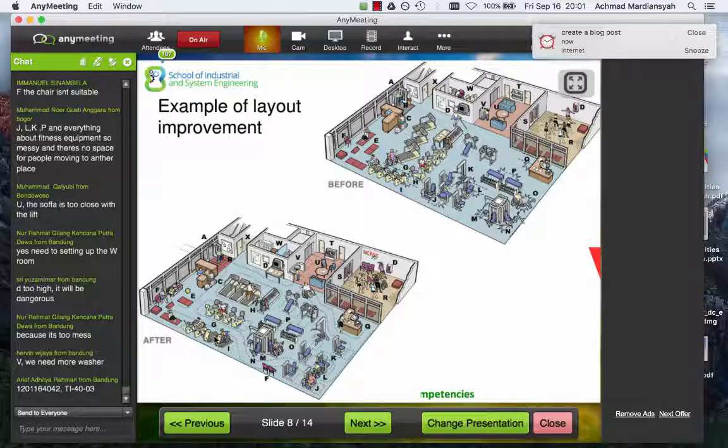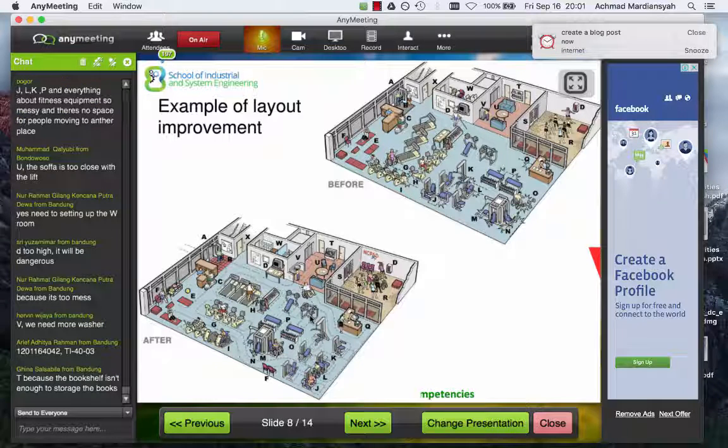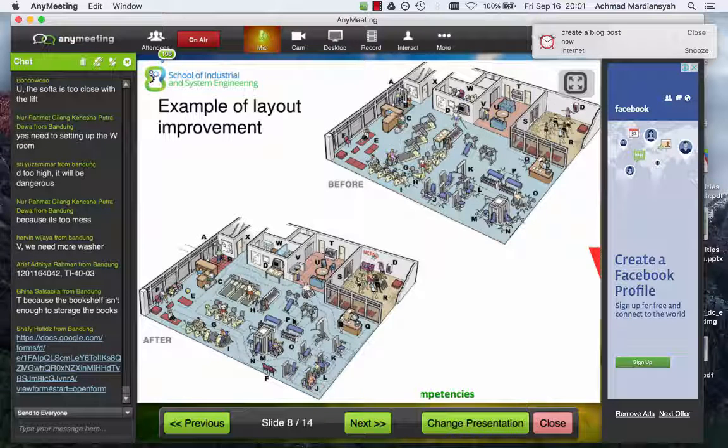Oh, again somebody is typing their student ID. Okay guys, please help your friend here. Maybe your friend doesn't know, please. Okay, so this is the facility.